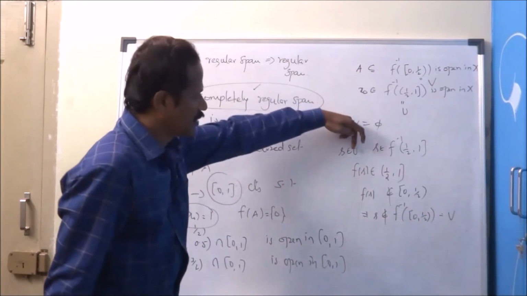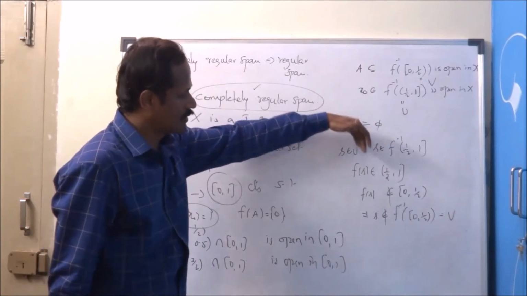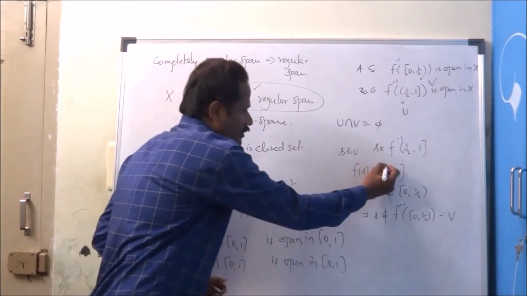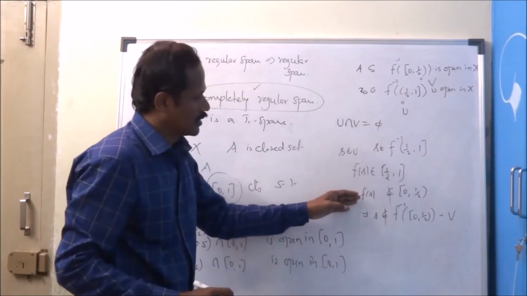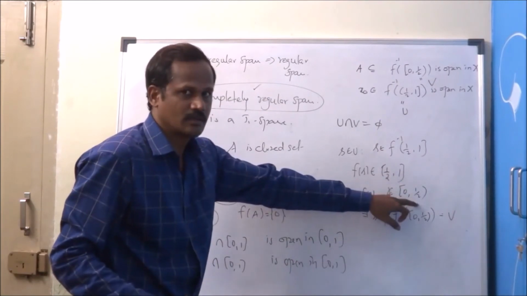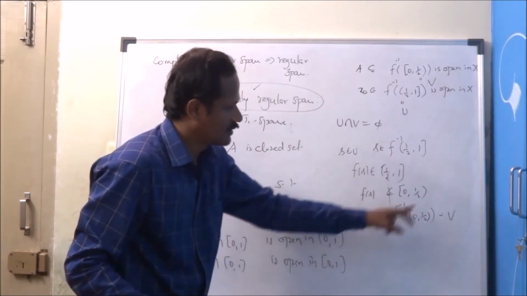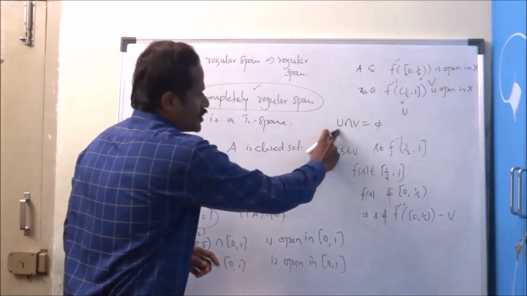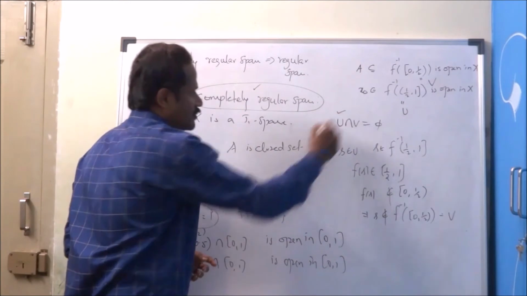We have arbitrarily taken a point s in U, and therefore f of s is in (1/2, 1). These two are disjoint sets, therefore f of s is not in this set. Therefore, s is not in the f inverse of this, which means V. So none of the points of U is a member of V, therefore U intersection V is empty.